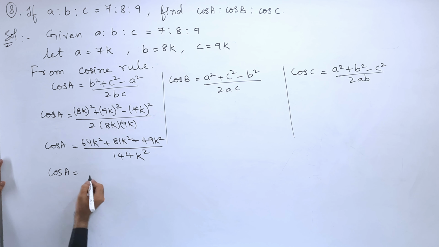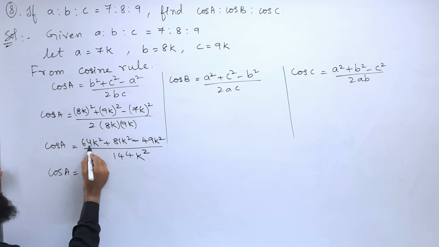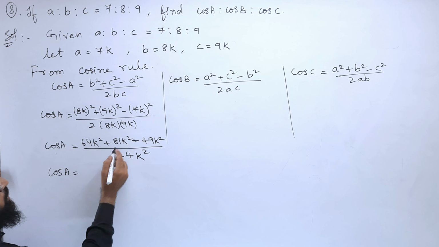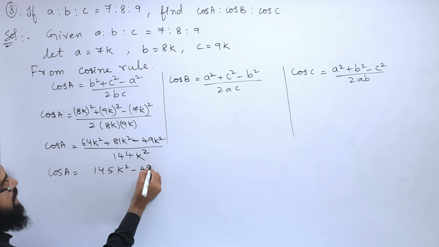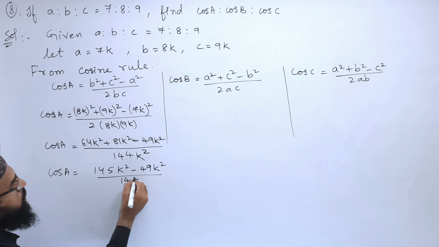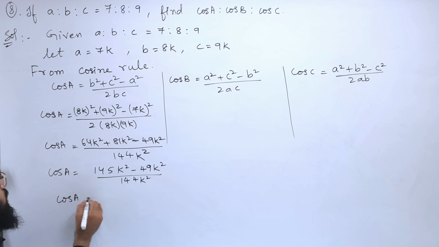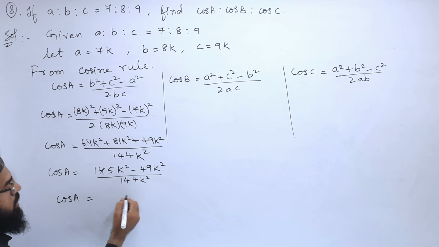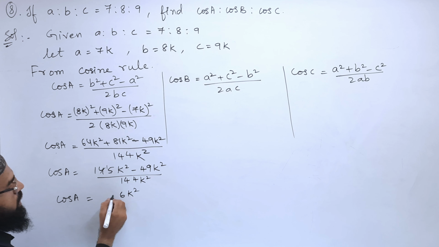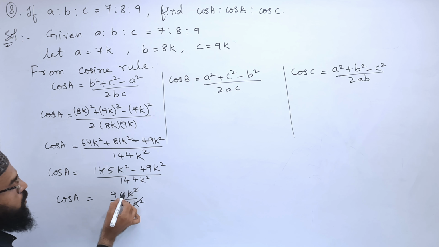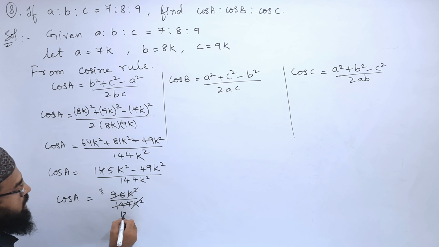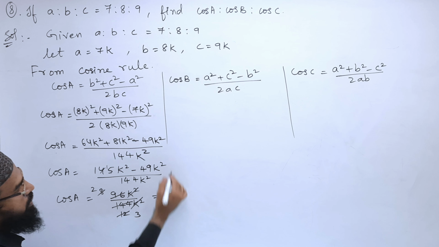So cos A = (64 + 81 − 49)k² / 144k², which is 96k² / 144k². The k² cancels. 12 × 8 is 96, 12 × 12 is 144, so dividing by 48 gives the answer: cos A = 2/3.